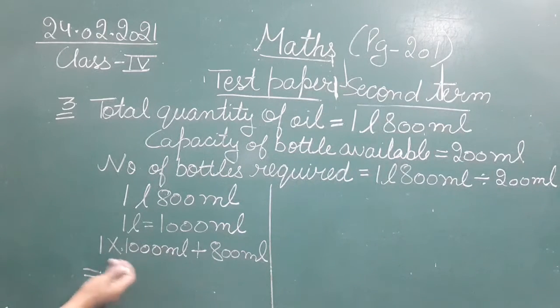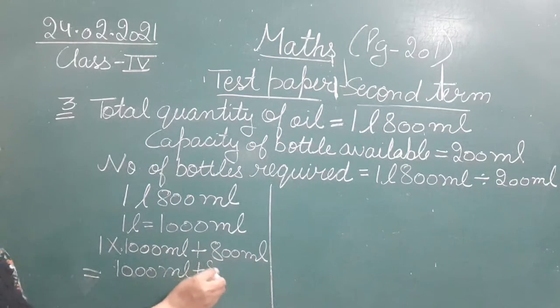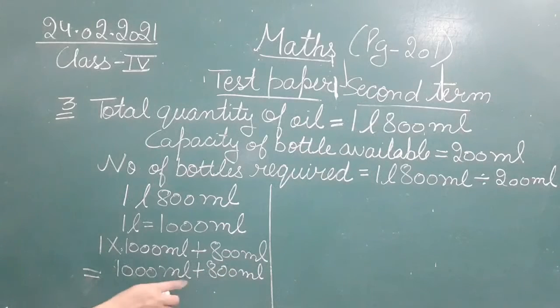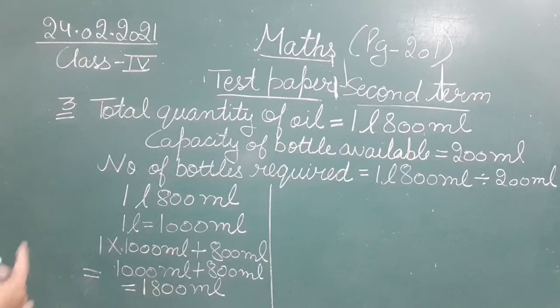1 multiplied by 1000, that is 1000 ml, plus 800 ml. That is okay. So now add them both. After adding them both, we will get 1800 ml. So this is the quantity of oil in milliliters. That is 1800 ml oil. So that means we are having the oil in milliliters.